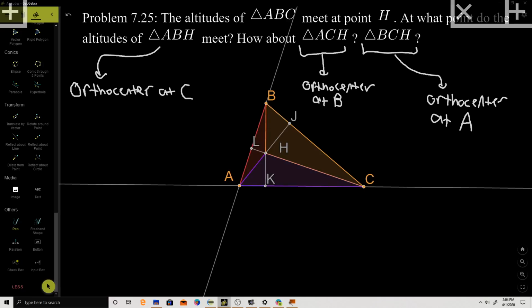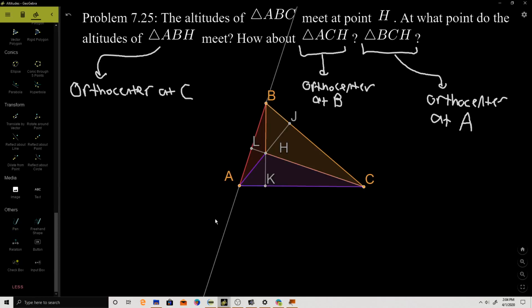Well, that's an interesting property. So, when we make the original orthocenter, that point H from triangle ABC, and we break down the triangles into three triangles from the orthocenter, we end up finding that the orthocenter of those triangles is the third vertex of the original triangle. So, interesting property, but fairly easy to prove.